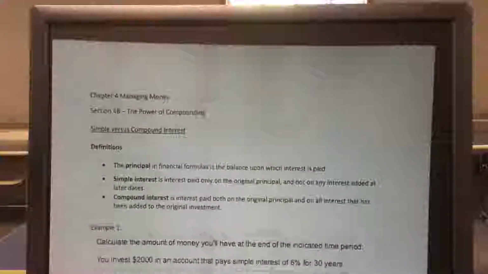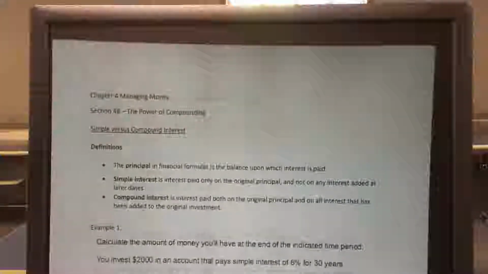Okay, in this video, we're going to be talking about section 4B, which is the power of compounding. We'll first look at simple versus compound interest, and we'll look at some definitions here as well.